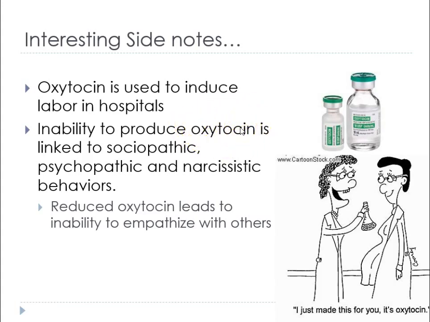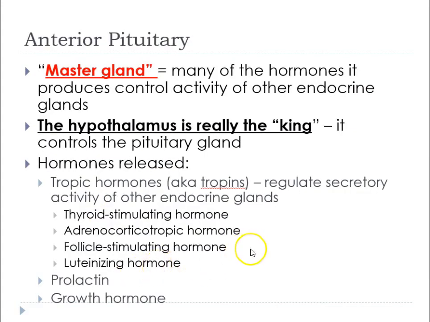If you make too much of it, you could become a narcissist and love yourself a lot and think you're awesome. So usually this is just a hormonal imbalance. The anterior pituitary gland, let's talk about that in another video.